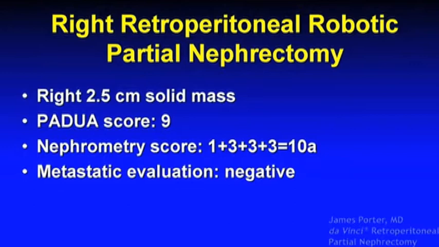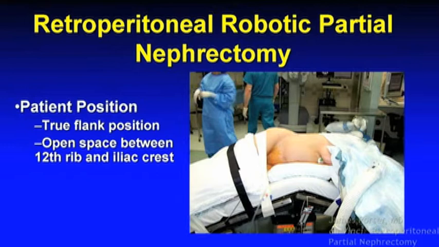So next slide. We are choosing to do a retroperitoneal approach in her because of the location of the tumor as well as her previous surgery. She's had two previous surgeries in the abdomen. The patient's in a true flank position, and we have her flexed to increase the space between the 12th rib and iliac crest. Next slide.